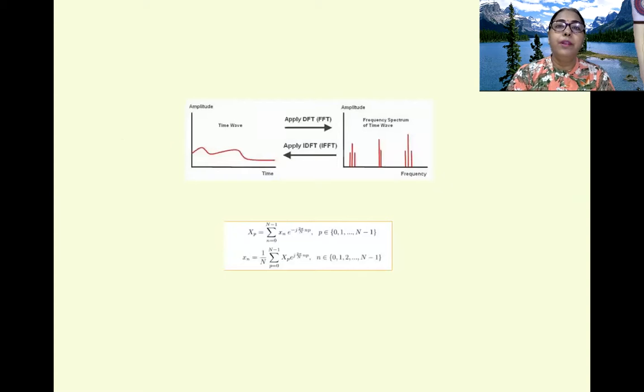Now here is an example of how the FFT works from time domain to frequency domain and vice versa, and below are the equations from time domain to frequency domain and from frequency domain to time domain. When a time domain signal on the right hand side is transformed to the frequency domain, we have to apply the DFT or FFT. If we want to go back from the frequency domain to the time domain again, we have to apply the inverse fast Fourier transform, or IFFT.